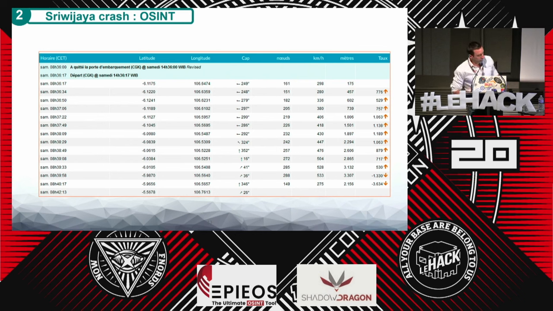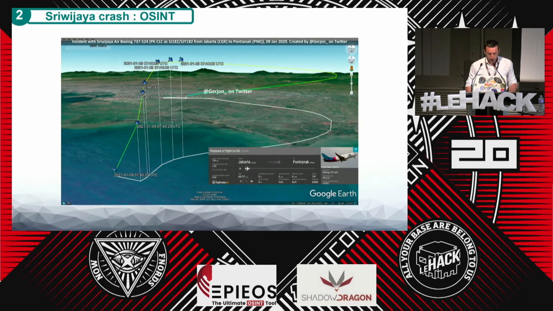But you can see, for example, the instant rate of descent. When you lose 3,000 feet per minute at this very specific moment, it means that it's not just a descent where you push on your joystick. It means more than this. So they made an analysis.